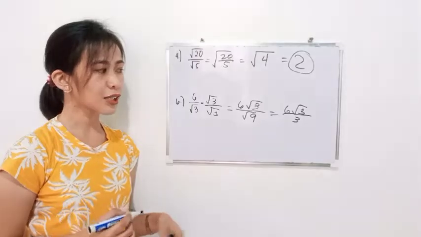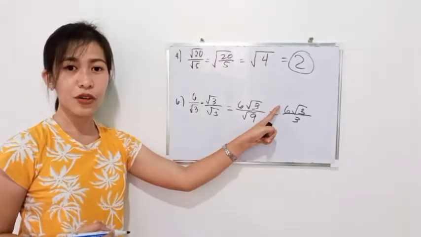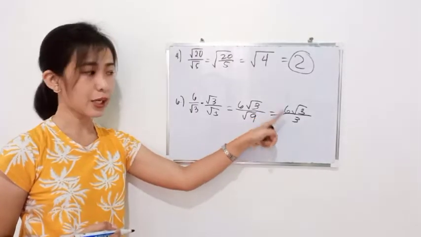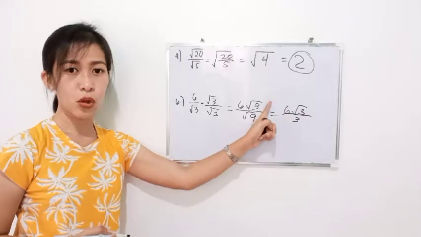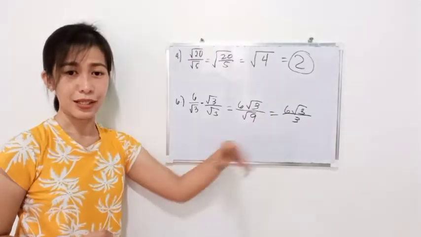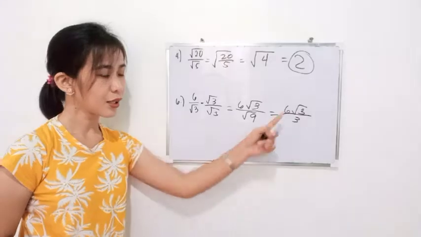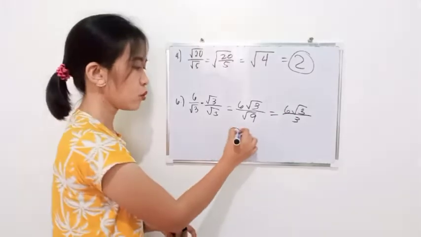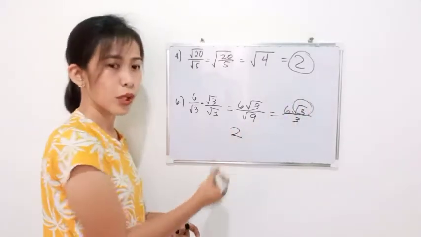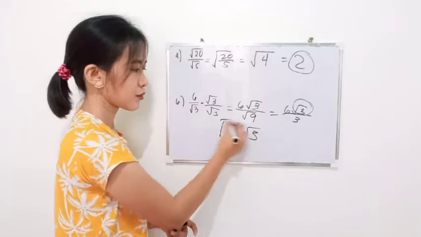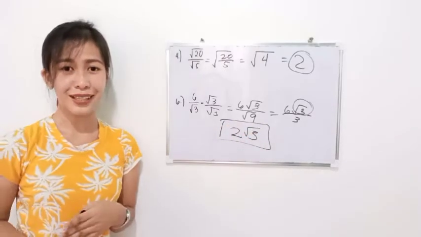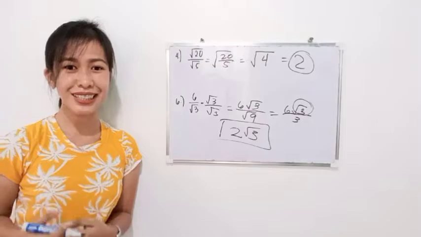And then, right after that, as you can see, mayroon na tayong similar dito. Parehas na whole number, si 6 tsaka si 3. Therefore, mayroon tayong may divide. 6 divided by 3 is 2. And then, naiwan na lang si square root of 3. That is the final answer. Diba? Ganun lang siya kasimple.